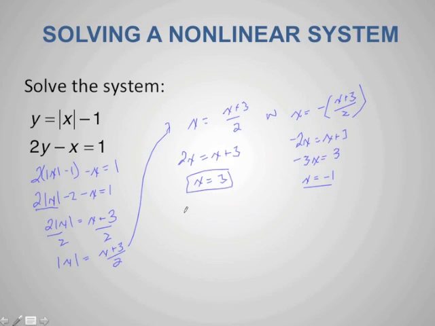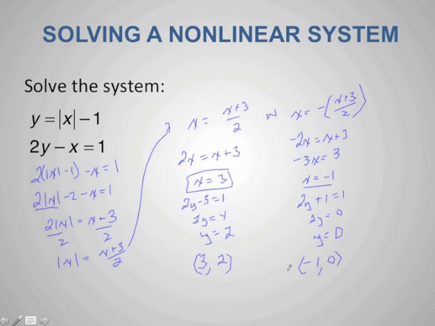And I'm going to go to the bottom equation for that. So 2y minus 3 equals 1, 2y equals 4, and y equals 2. One proposed solution is (3, 2). And then using the negative 1 for x, 2y plus 1 equals 1. So 2y will equal 0, and y equals 0. So (negative 1, 0) is the proposed solution.